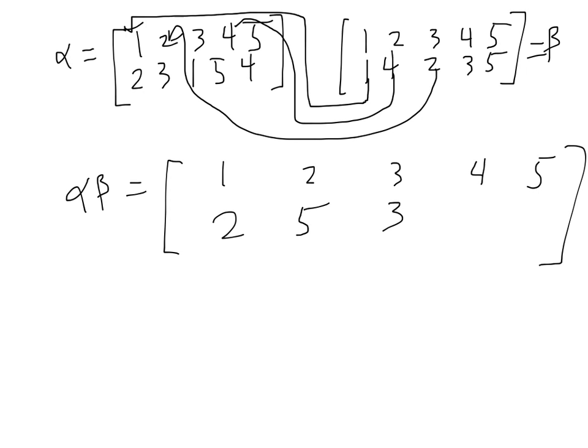Now 4, I'm going to stop drawing line segments because this is getting clumsy. 4 goes to 3 on the right, and then 3 on the left is sent to 1. So 4 would go to 1. Finally on the right, 5 goes to 5, and then on the left, 5 goes to 4. So I guess 5 would need to go to 4.